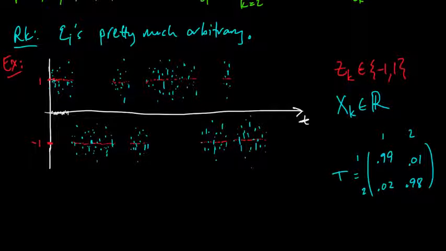Okay, so that's hidden Markov models. That's what they are, just the definition. And next, we're going to look at the forward-backward algorithm for doing inference in the hidden Markov model. And that's going to be cool. It's a fantastic example of dynamic programming. So we're going to take a look at that next.